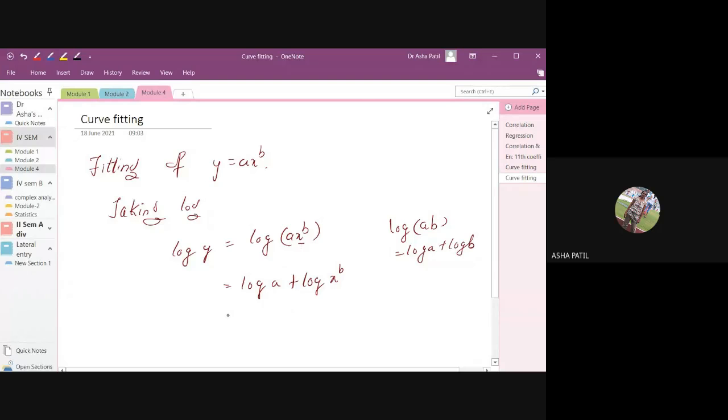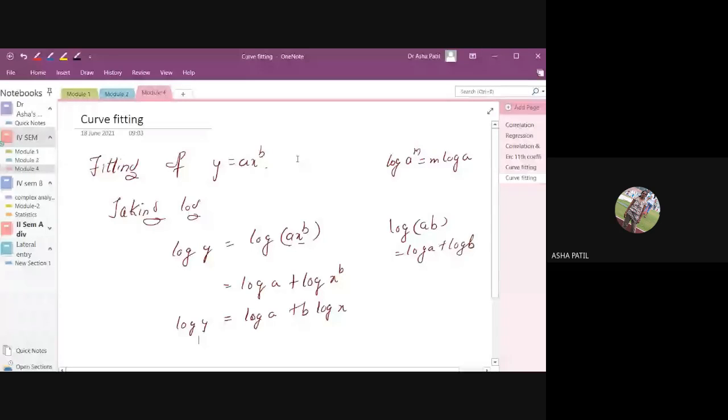Now we'll go for simplifying this again. We can write log x raised to b. This is in the form of log a raised to m, which we write as m log a. So here we'll have b log x. Now we have log y is equal to log a plus b log x.